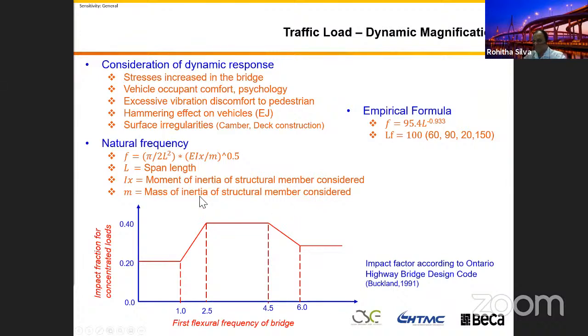And the M is the mass. So people did a lot of experiments and analytical research, and they came up with a relationship between the natural frequency and the length of the bridge. It looks like this: L to the power minus 0.933. If we say 1, this is 9.4. If you say 100, this is 100 over L, or else LF is equal to 100.